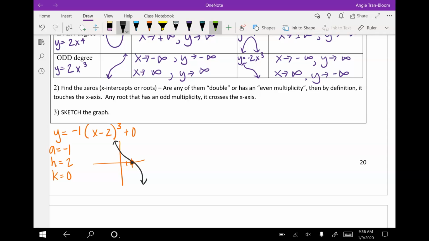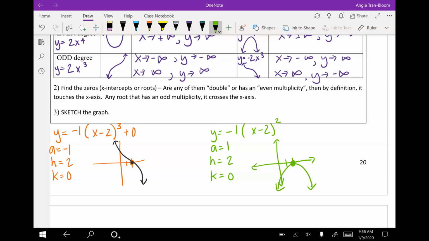Versus, I'm going to do another example. We can see the difference between the two, okay? -1 times x minus 2 to the second. Can you guys see that? I mean square. I just used square. Okay, a is still -1. True or false? H is still 2. K is still 0. But obviously it's not a cubic. So, what shape is this? Okay, U. Would you agree I have a vertex here and it opens like that? Would you agree with the two graphs?